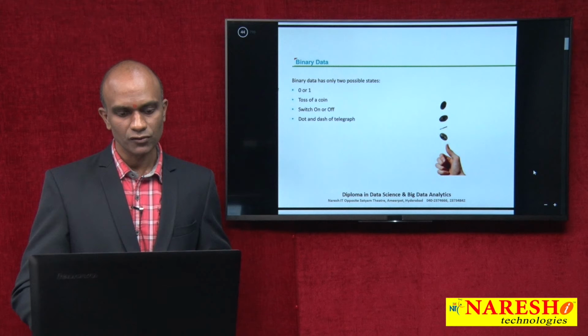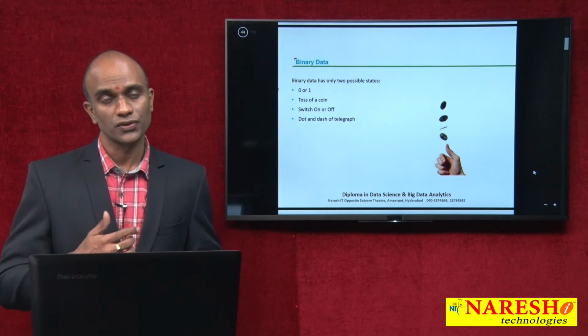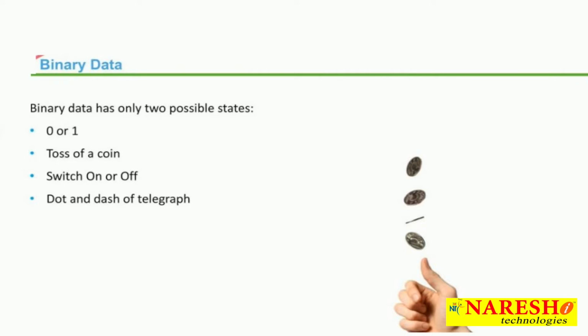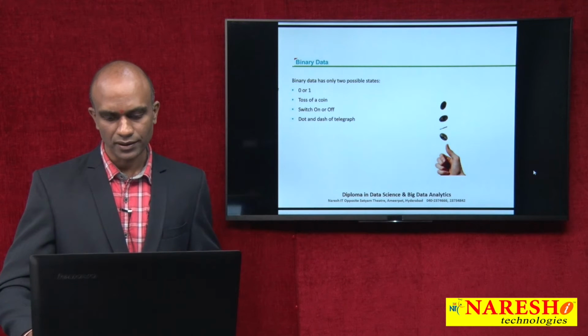Well, here is an example of binary data. You toss a coin, we know it's either heads or tails, and a true or a false or a 0 or 1. These are examples of binary data, guys. In binary data, generally we're looking at two options. They're either true or false and things like that. So the toss of a coin, switch on or switch off, and the dot and dash of a telegraph are again examples of binary data.